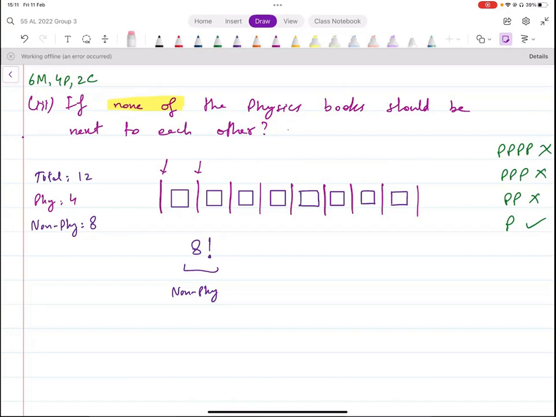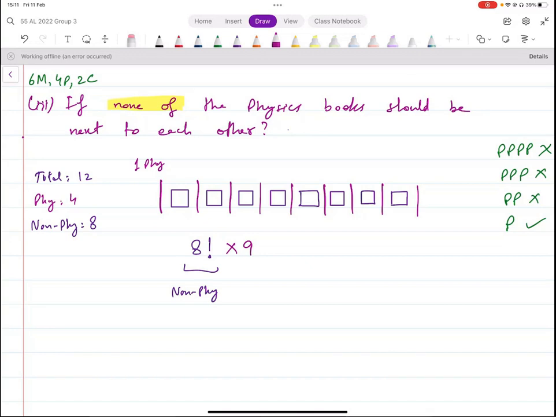Okay. So we pick one physics book up. How many options do we have for placing that one physics book? In how many places can we put it? We take one physics book, in how many places can we insert it? How many places do we have? 9. We've got 9 places, right? So we say, the first physics book can be placed in one of those 9 places. So there are 9 ways of placing the first physics book.